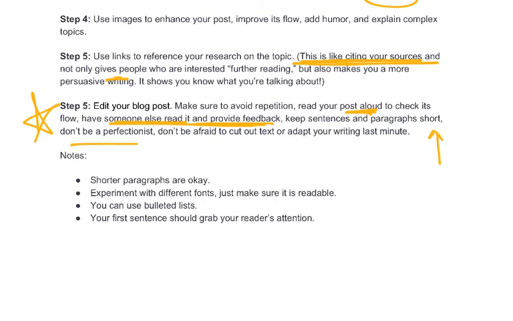You don't necessarily need to be a perfectionist on a blog. And don't be afraid to cut out text or adapt your writing last minute. Like we talked about in Amanda's blog, shorter paragraphs are okay. Experiment with different fonts. Just make sure that it's readable. You can use bulleted lists, and your first sentence should grab your reader's attention.